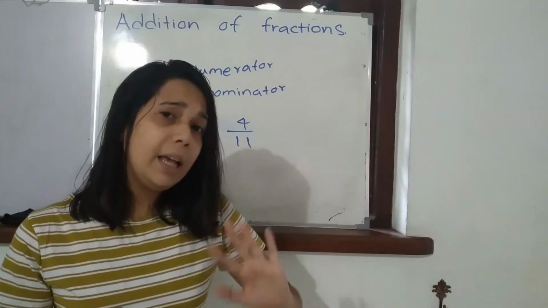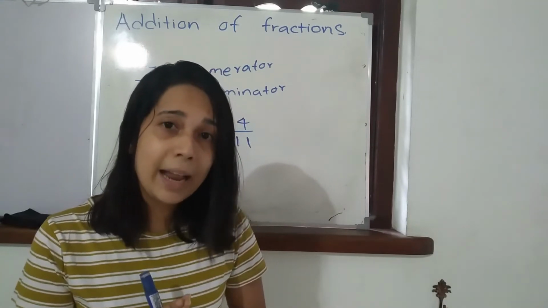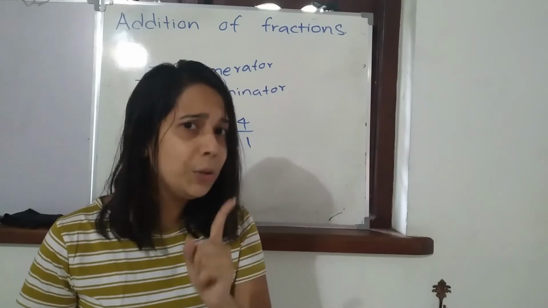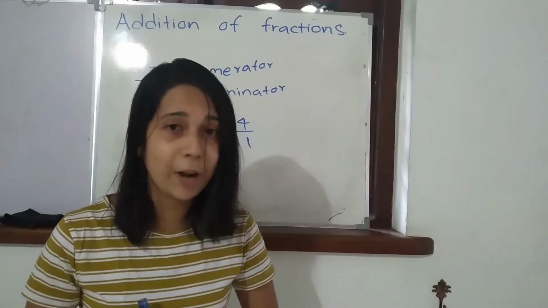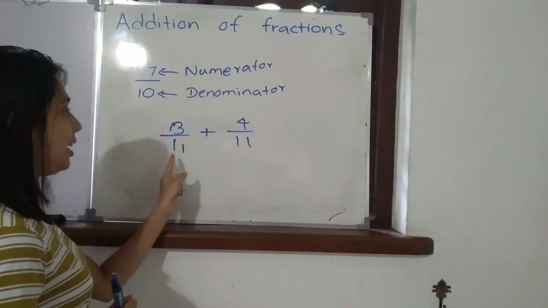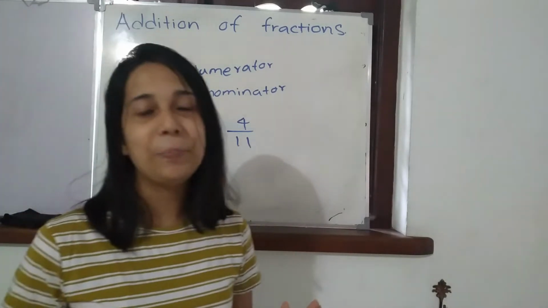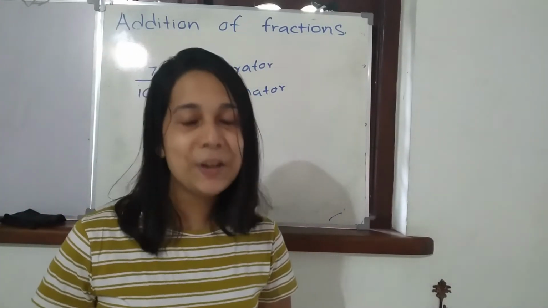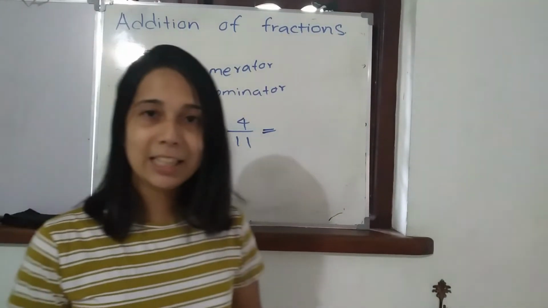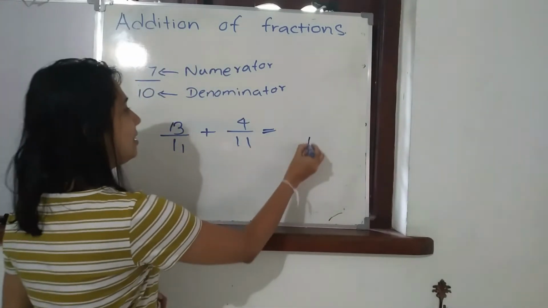But if you have fractions which have unlike denominators, can you add those fractions together? No, you have to do something to add those fractions, right? So before moving to that, let's add this one. Here the denominator is 11 and here the denominator is also 11. So then you can add the numerators together. Do we need to change the denominator? No, no need, because the same denominators are here.